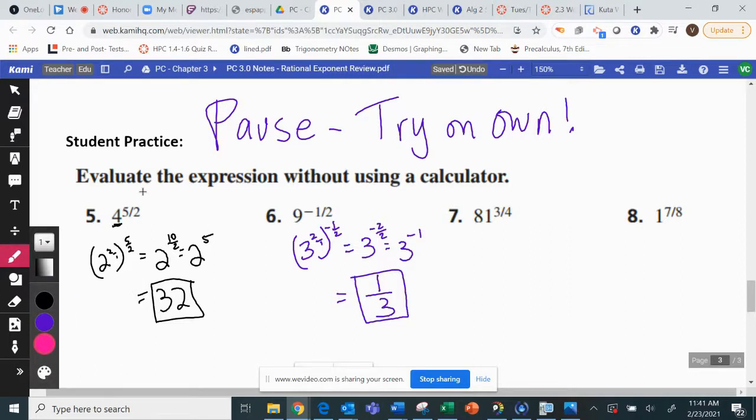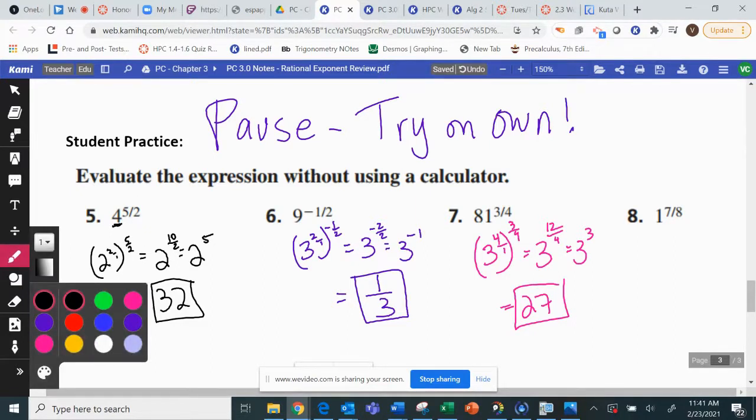81 to the 3/4. I'm going to take 81. I'm going to reduce that down, factor that down to 3 to the 4th. And then I'm going to multiply my exponents. And so I get 3 to the 12/4. So I get 3 to the 3rd, which is 27.